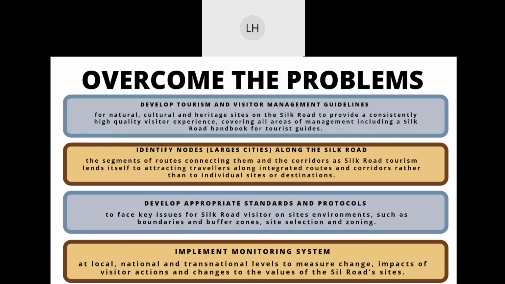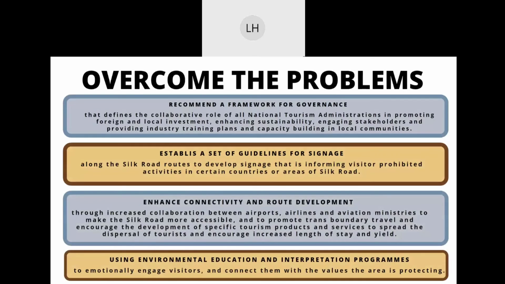And it also implements monitoring systems at local, national, and transnational levels to measure change and the impact of visitor action and change to the value of the zero sites. It also recommends a framework for governments that defines the collaborative role of all national tourism administrations in promoting foreign and local investment, enhancing sustainability, engaging stakeholders, and providing industry training plans and capacity building in local communities. It also establishes a set of guidelines for signage along the zero roads to develop signs that inform visitors of prohibited activities in certain countries or areas of zero.